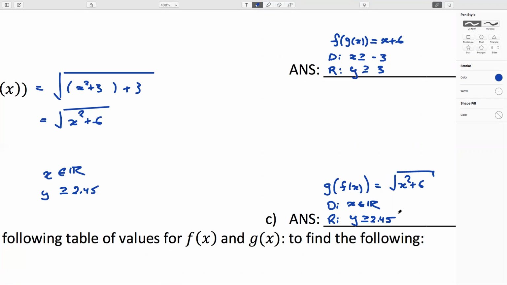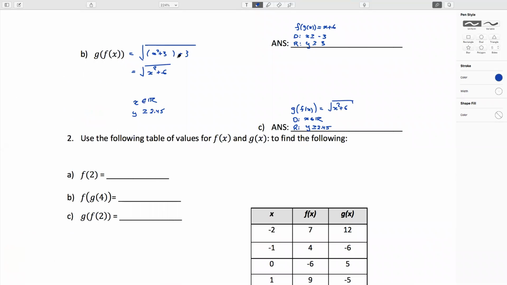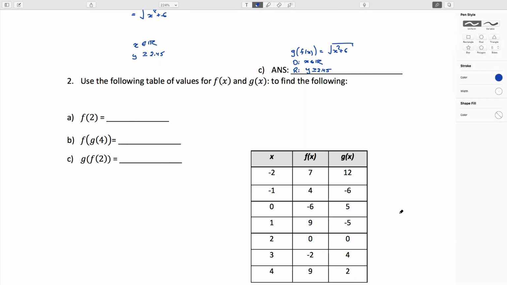So then lastly, we need to use the table of values of f of x and g of x to find f of 2, f of g of 4, and g of f of 2. So f of 2, we just have to trace x equals 2 over to f of x. That's 0. And we're done. F of g of 4, we've got to first find g of 4. Go to 4. G of 4 is 2. So this is really like f of 2. And we know f of 2, that's 0.